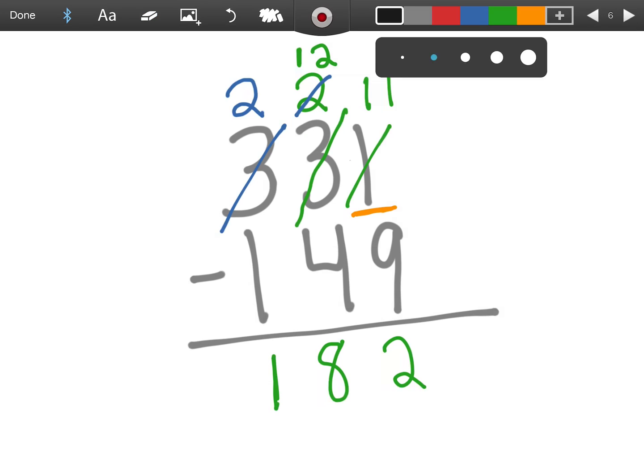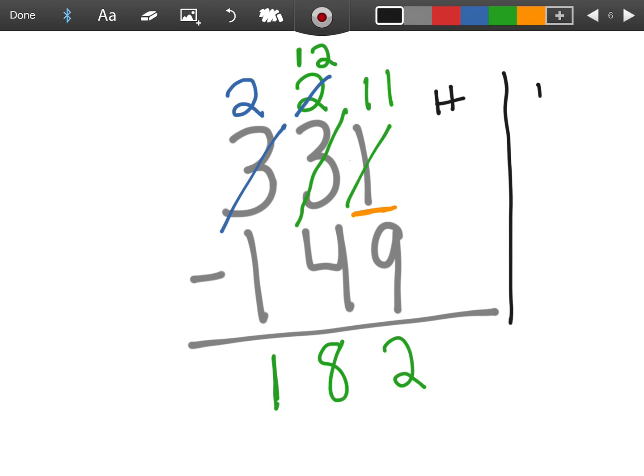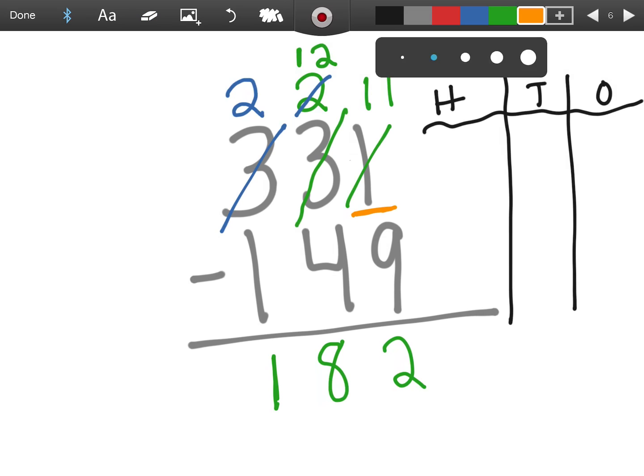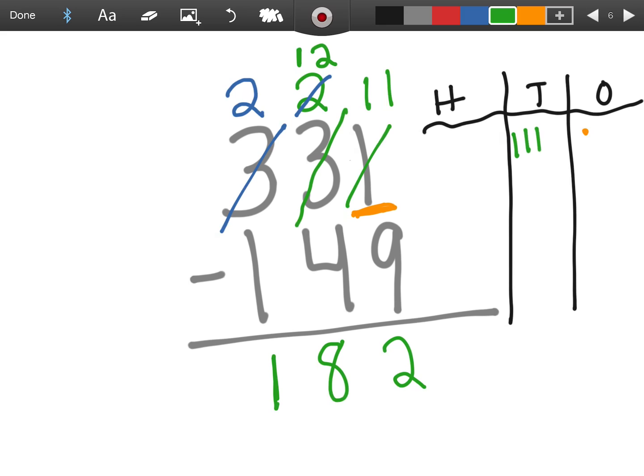Let's do this over here nice and quick. A little small, but that's all right. So we had 1 in the ones place. We had 3 tens, and we had 3 hundreds. So what do we do, second grade? We start in the ones place. We see if we have enough. We don't have enough to take away 9, so we borrow from the 10.